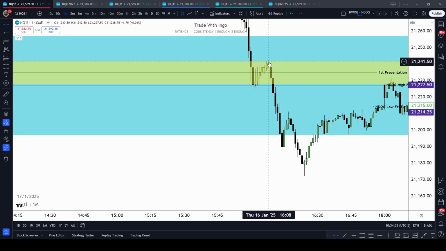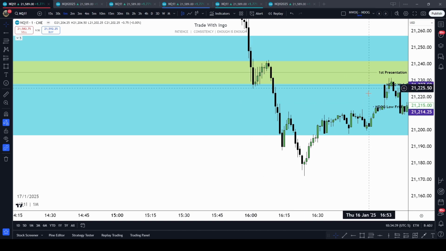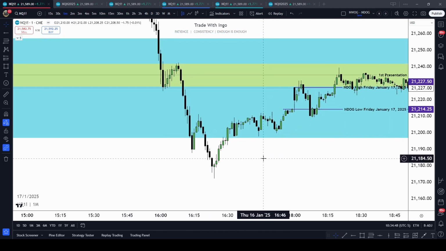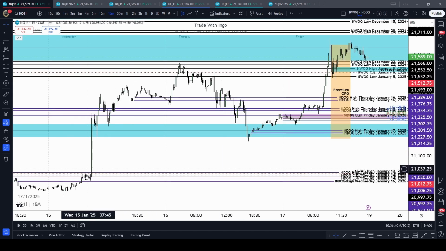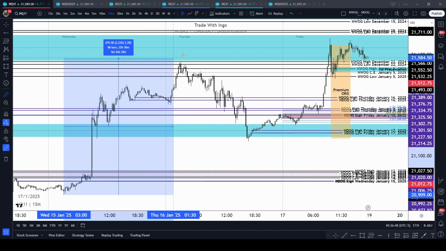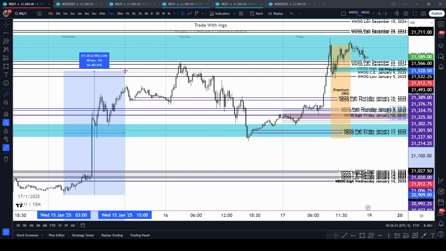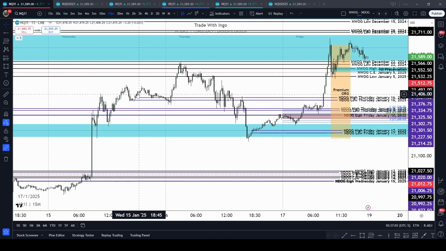Note how the bodies are respecting the first presentation of Wednesday. Note the confluence with over here the bullish inversion fair value gap consequent encroachment. Yeah, absolutely beautiful if you ask me. So on Wednesday we had CPI release, a beautiful large range day, measured from low to the high of day, which is over here. We managed to make 543.75 points, which is actually insane if you ask me.